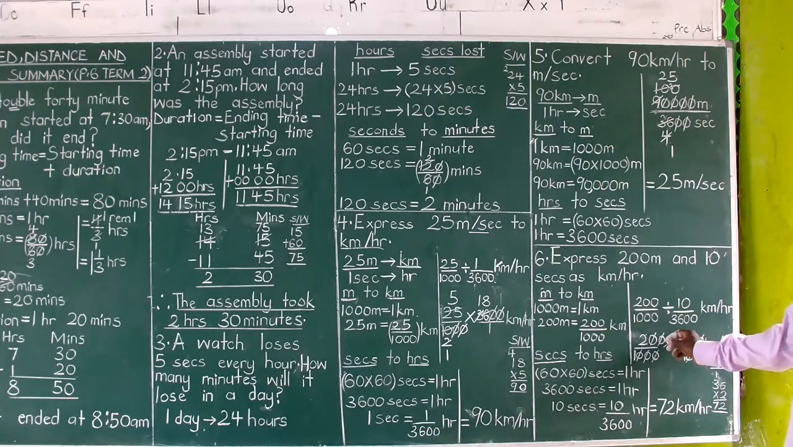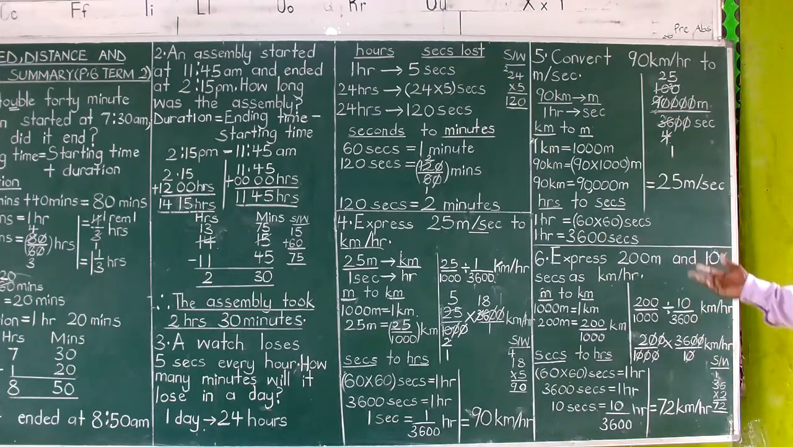Then division changes to multiplication and we reciprocate the divisor. 200 out of 1,000 times 3,600 out of 10. Remember to reciprocate. So we cancel by 10, by 10, by 10, by 10, by 10. All the zeros are gone now. We've got 2 times 36, which brings 72. So the answer is 72 kilometers per hour.